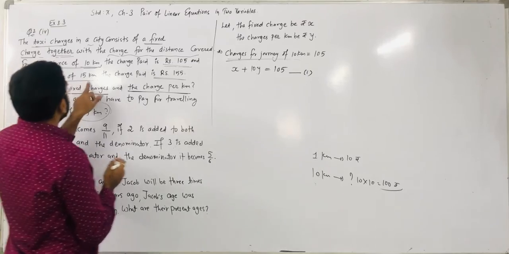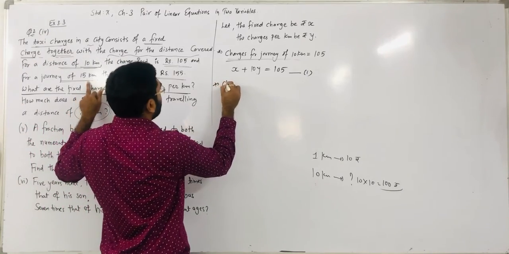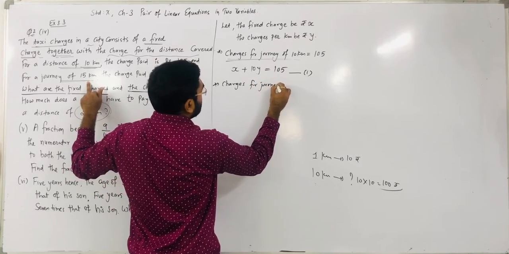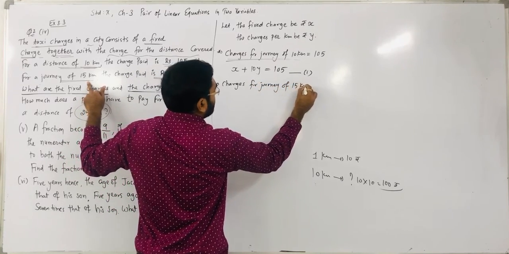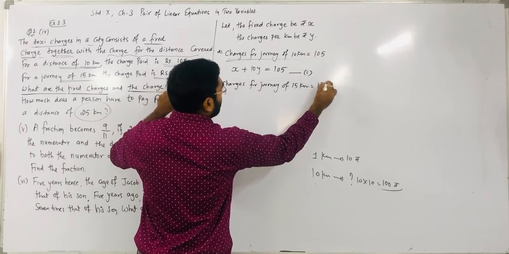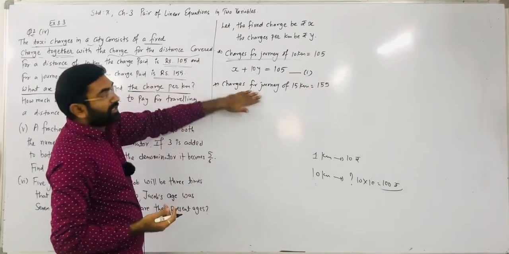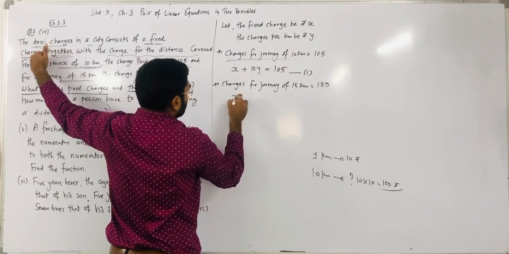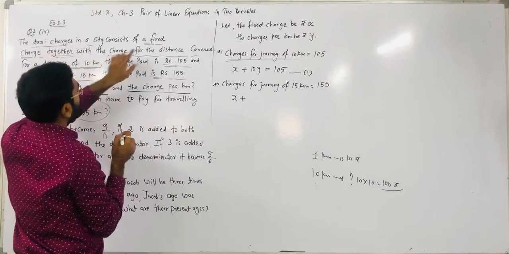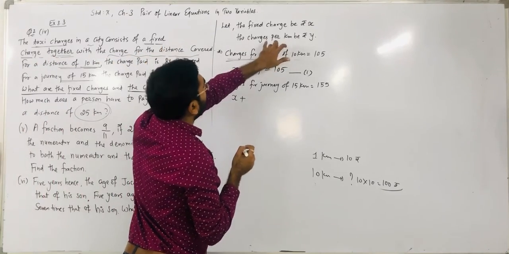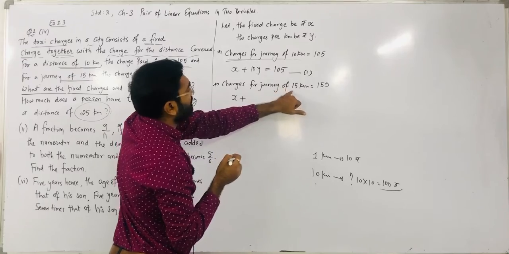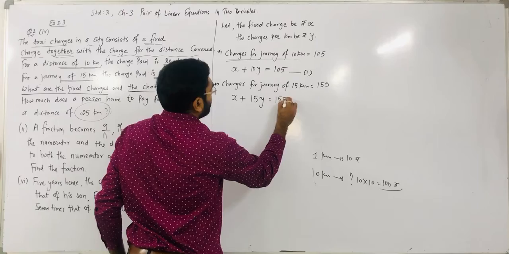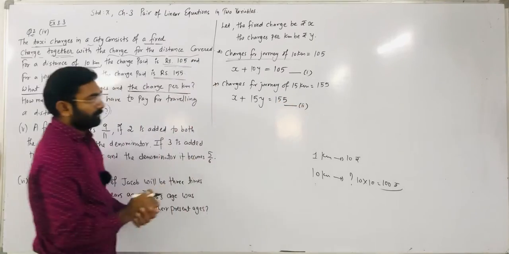In the same way, for a journey of 15 kilometers, how many rupees do they charge? 155. So how can we define the charge as per the first statement? They take the fixed charge x, to which you have to add the charge for the distance covered. The charge per kilometer is y rupees. So here they travel 15 kilometers, so its charge is x plus 15y is equal to 155. This is equation number 2.